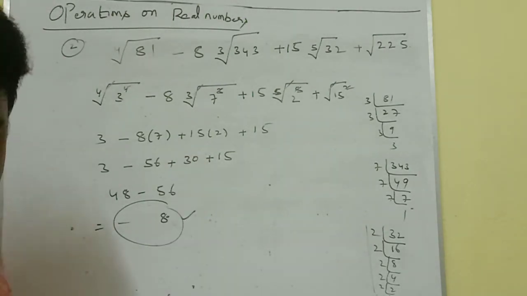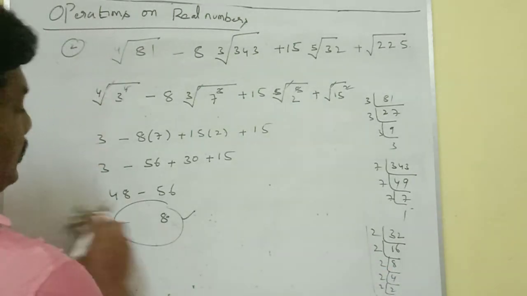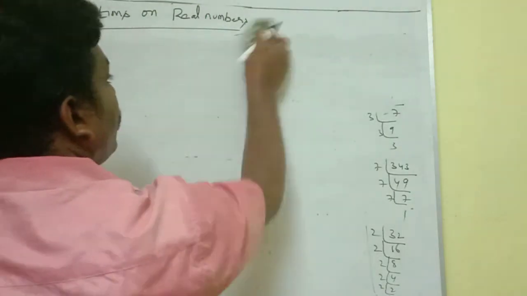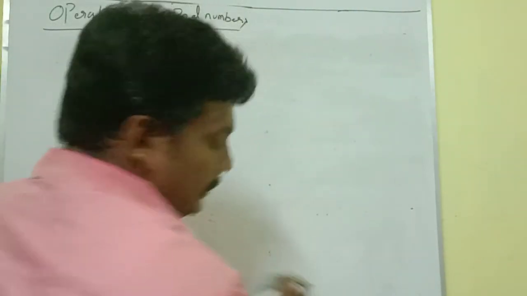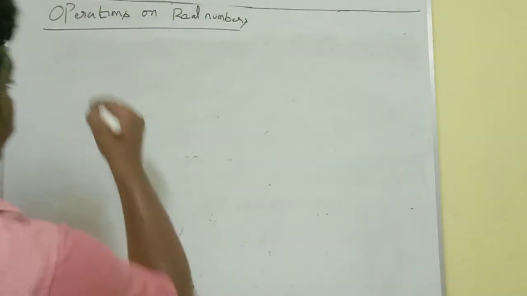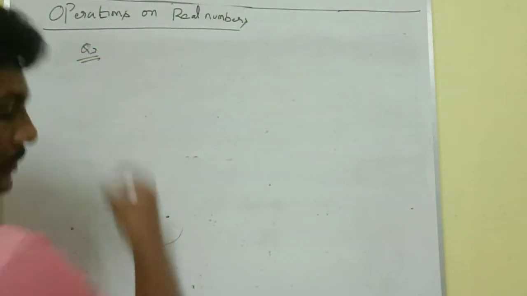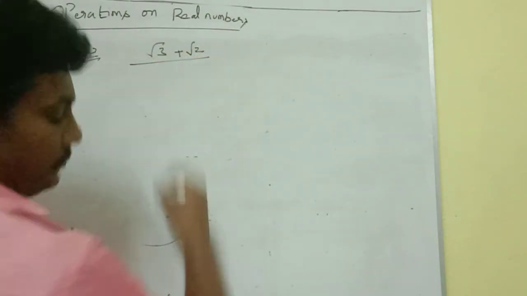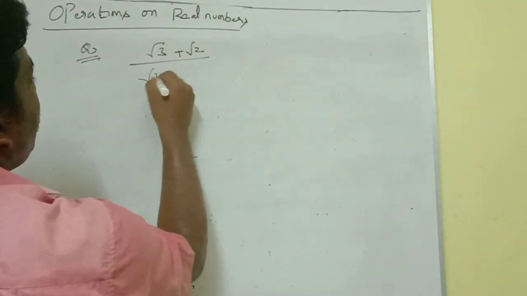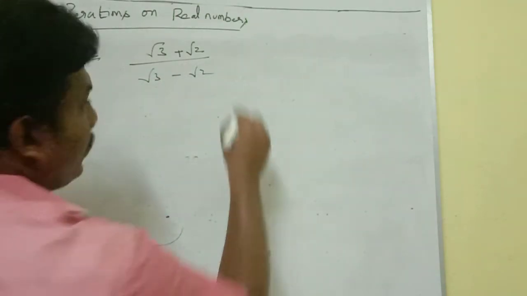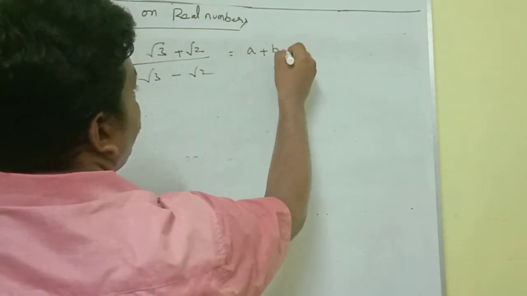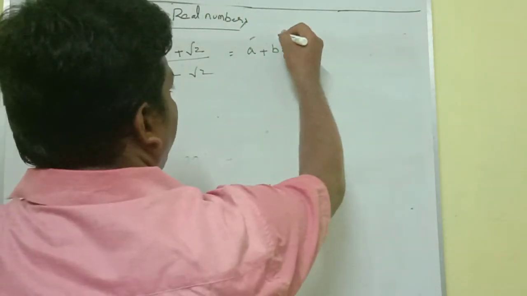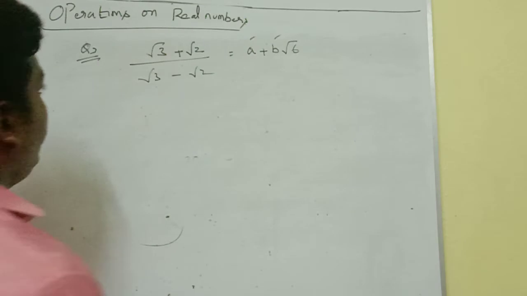So this is how to find the process for irrational numbers. Finally, we are going to do one more question for this irrational number. Question number 3. Root 3 plus root 2 by root 3 minus root 2 is equal to a plus b root 6. What is the value of a and what is the value of b? You have to find the a and b values now.